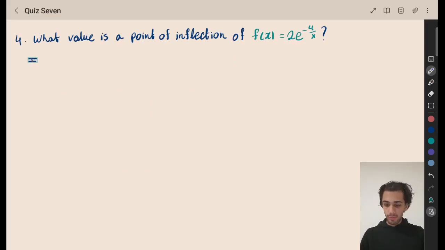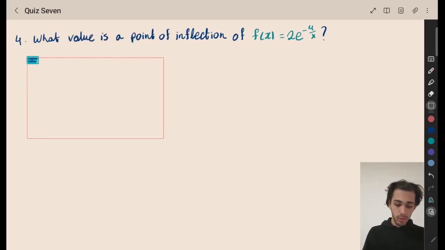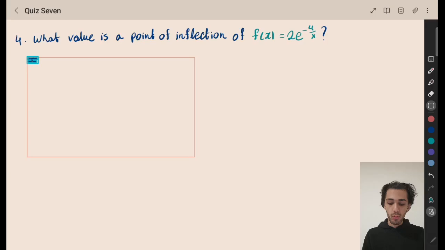Points of inflection. We have this function, we want to find this specific point. And to understand how we can find points of inflection, we need to first understand a certain piece of info, perhaps.